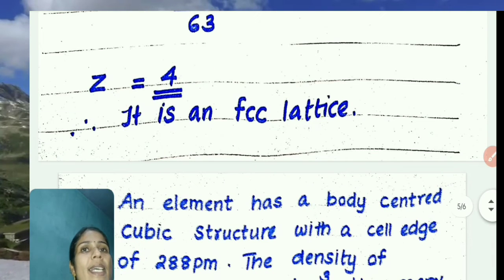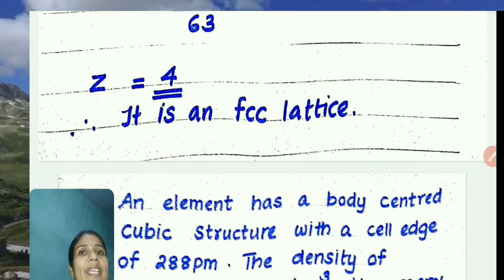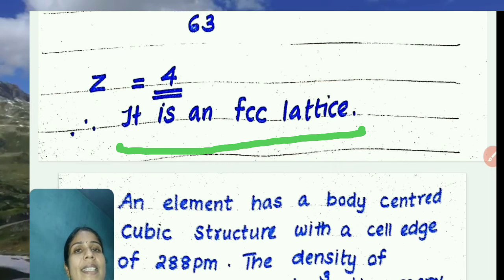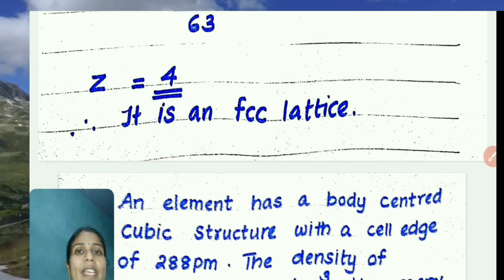Here Z is equal to 4, therefore we can identify that it is an FCC lattice. That means a face centered cubic lattice.